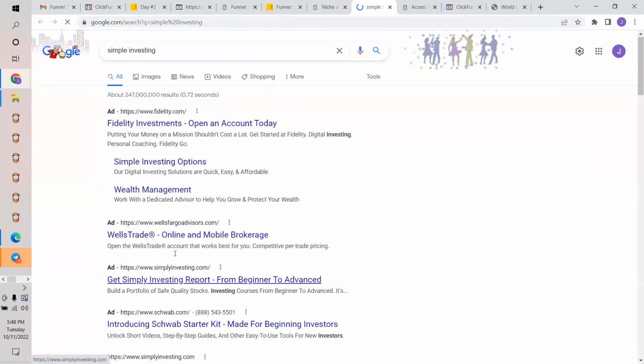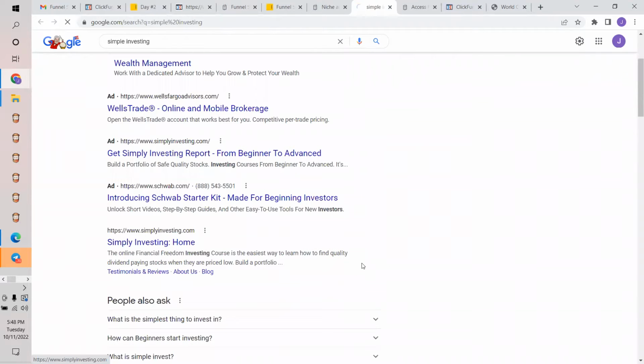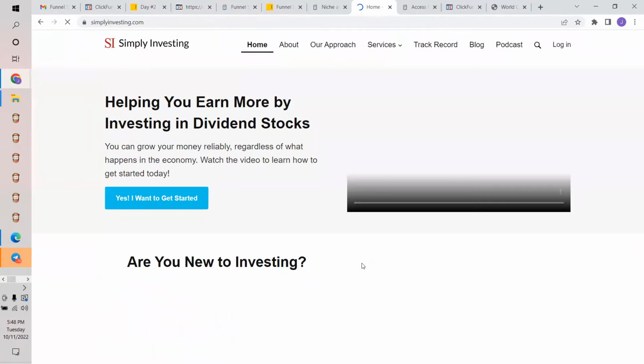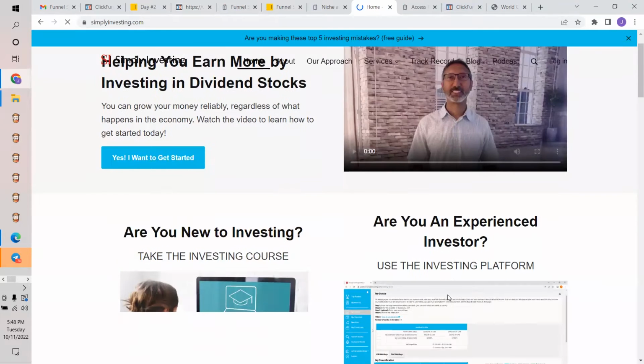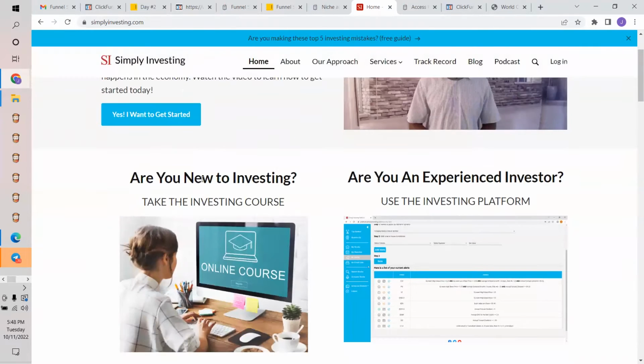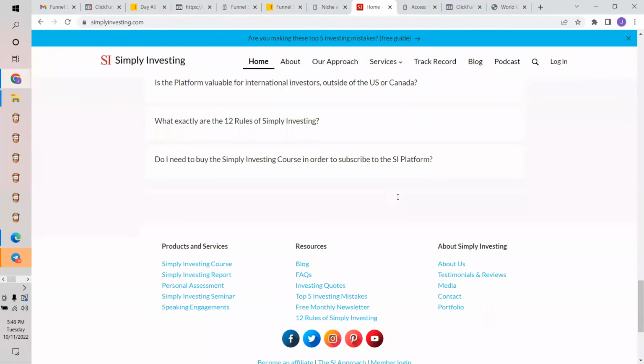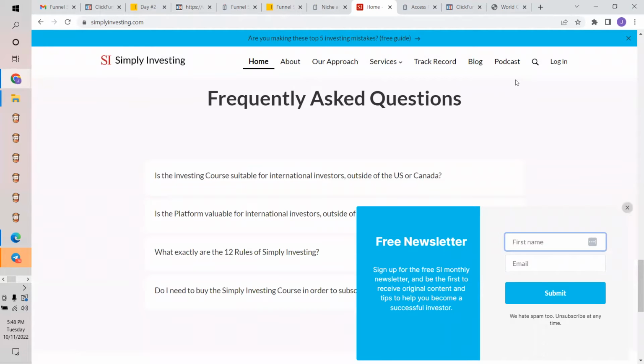Okay, there's a Schwab, simplyinvesting.com, Wells Fargo Advisors, Fidelity.com, and so on. Let's see what they got here. Okay, so you just want to get started, no investing. You got a free newsletter. Ooh, so they put in their first name. And again, we're not copying. I'm just taking down information to see how I can go ahead and use this.